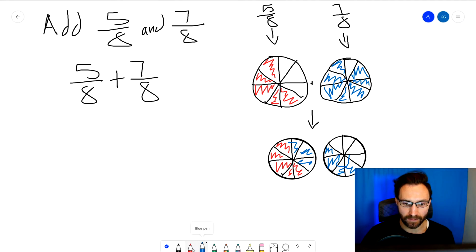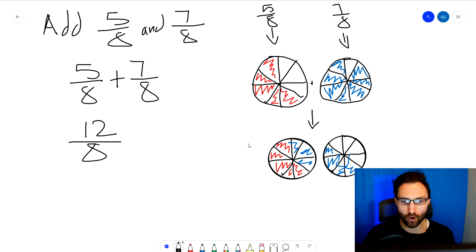So how many total eighths are there? 1, 2, 3, 4, 5, 6, 7, 8, 9, 10, 11, 12. So 5/8 plus 7/8, the denominator stays the same. We do not add the denominators together. We don't get 16, okay? The denominators stay the same because these are equally divided into eighths. So we add the numerators. 5 plus 7 equals 12.